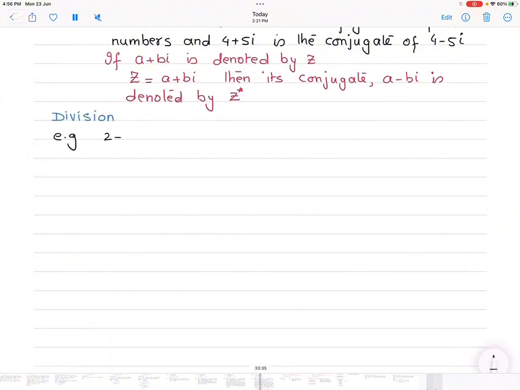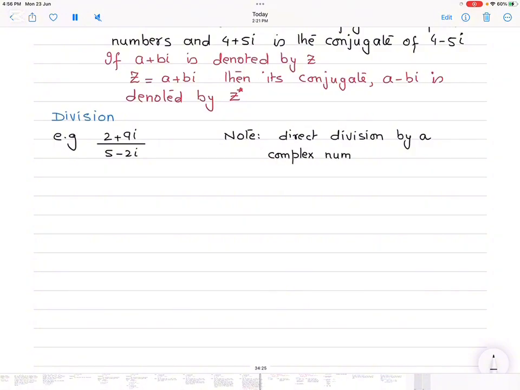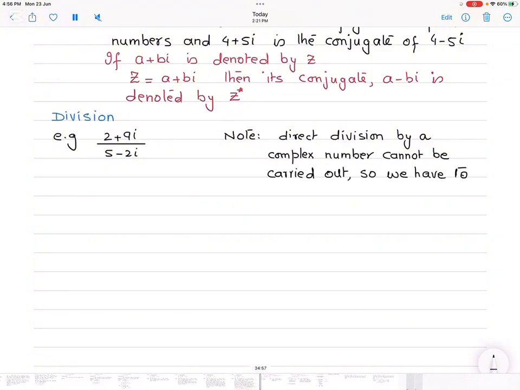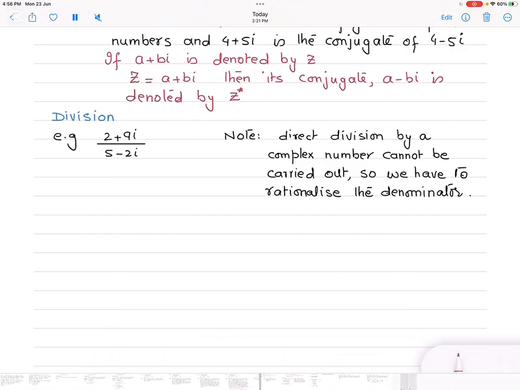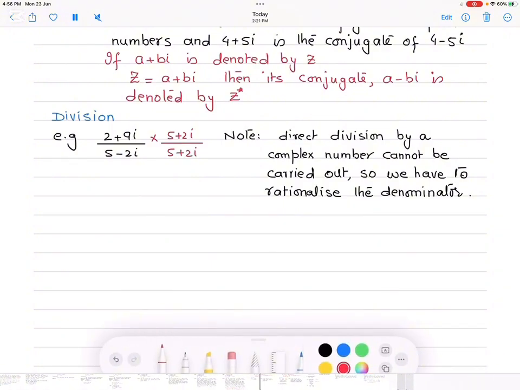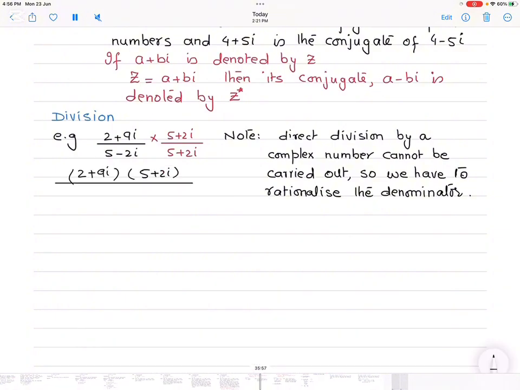Division. For example, if I write 2 plus 9i divided by 5 minus 2i, note direct division by a complex number cannot be carried out, so we have to rationalize the denominator as we did in the previous example. So multiply and divide by the opposite sign of 5 minus 2i. So it becomes 5 plus 2i divided by 5 plus 2i. The numerators will be multiplied by each other and the denominators will be multiplied by each other.